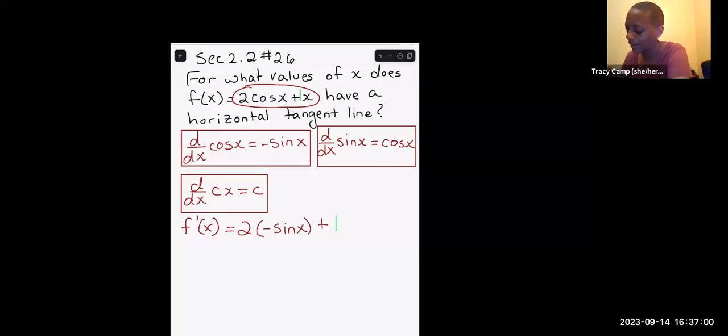Which I think I'll write in a stronger color so it's more visible. What color shall I use? I really liked that greenish color, but it's not visible enough, I think. So I'll just use this bluish color. This is blue. So plus 1 there. I think you can see that better. So my derivative ends up being negative 2 sine of x plus 1. So that's your first step.